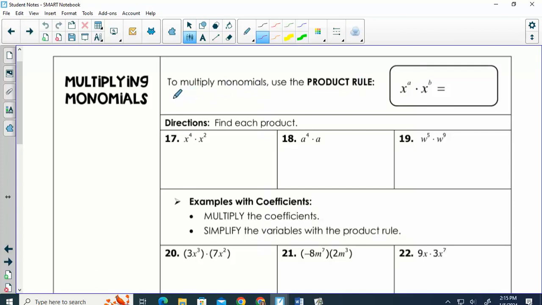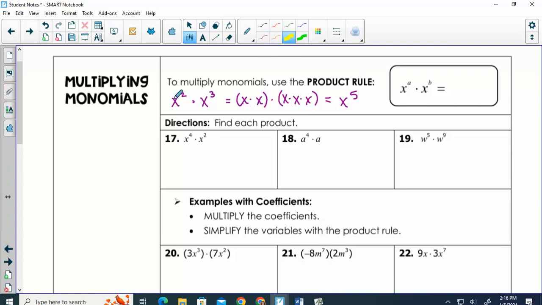If I said x squared times x to the third, what do I mean when I say x squared? X times itself. X squared means x times x. Okay, so x to the third means you have 3 x's. So when I look at that, how many x's do we really have? 5, so it becomes x to the fifth.